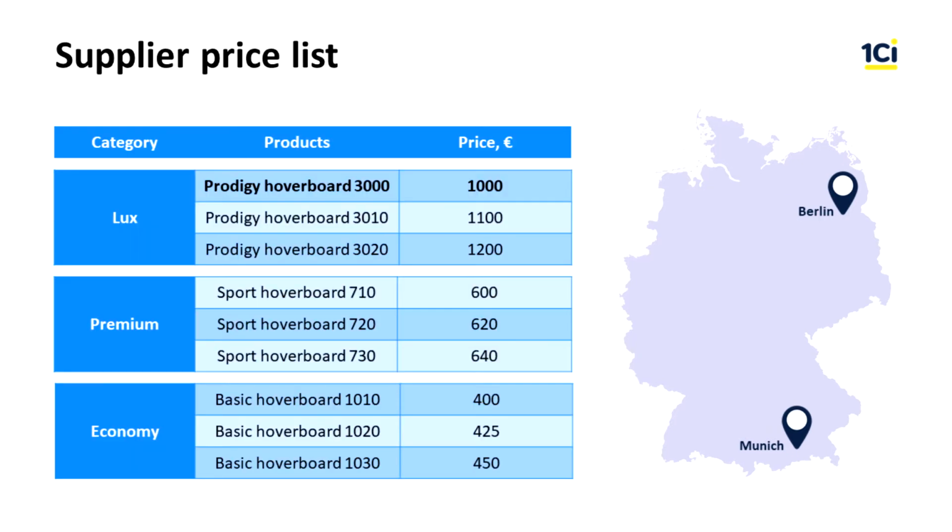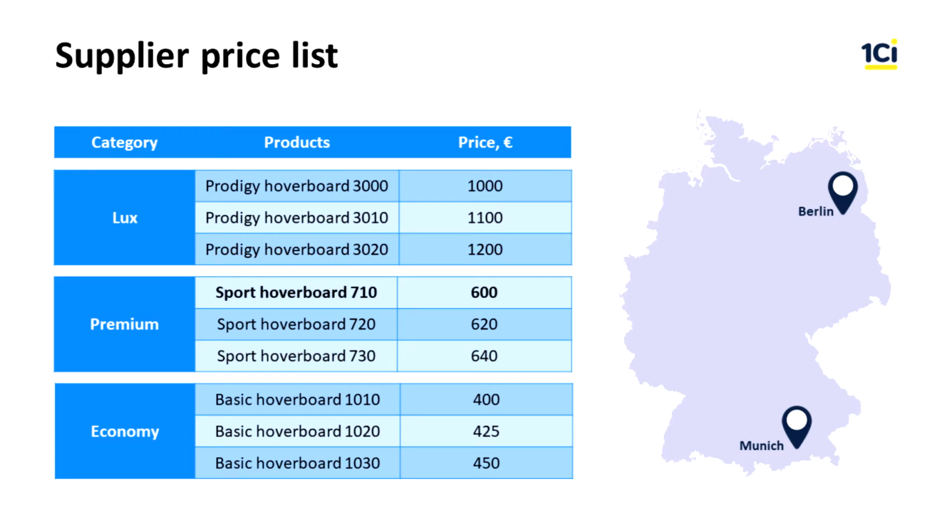SBS Trading, as a distributor of Magic Heavy Boats, buys 9 different heavy boats of 3 categories from them at the following prices. In Euro, VAT excluded. Category Lux. Prodigy Heavy Boat 3000, 1000 euros. Prodigy Heavy Boat 3010, 1100. Prodigy Heavy Boat 3020, 1200.